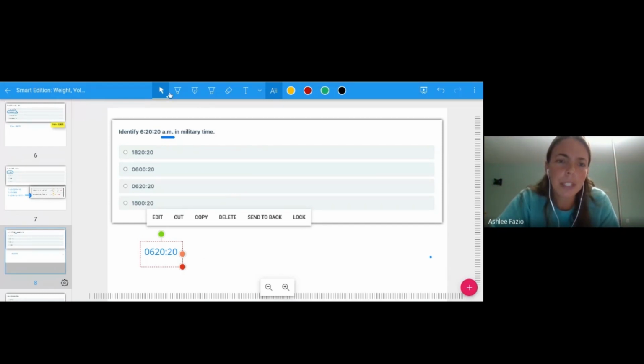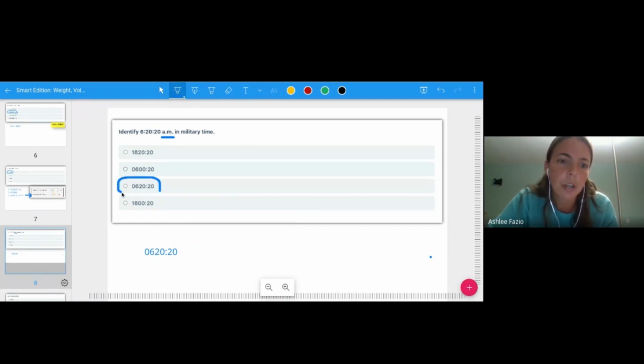Again, this is one where it's just important to take that second and check, make sure that you are choosing the right option. This should be option number 3.